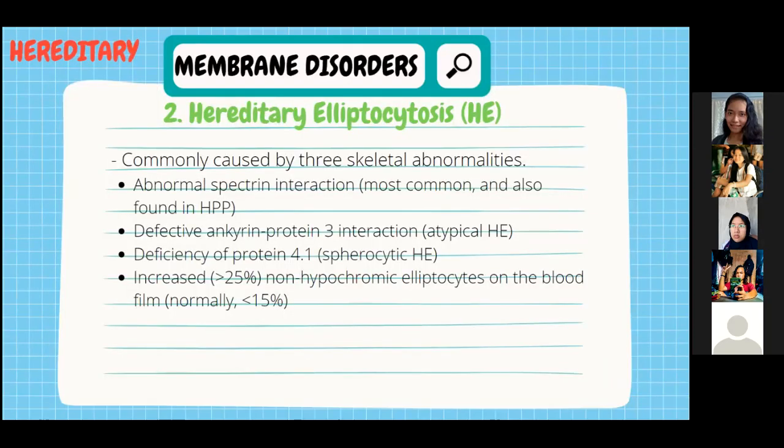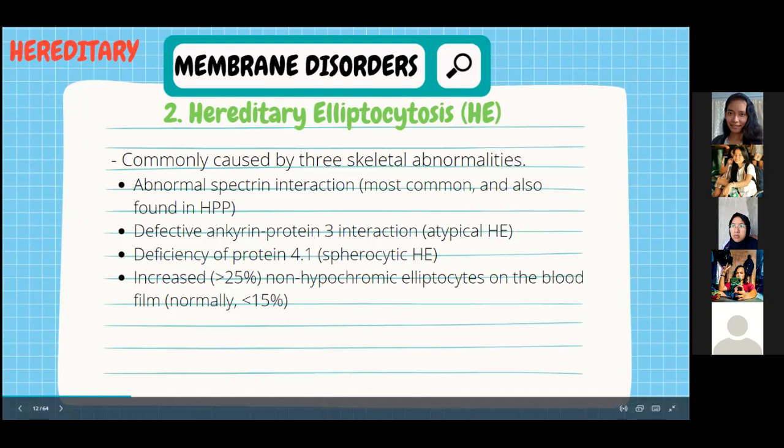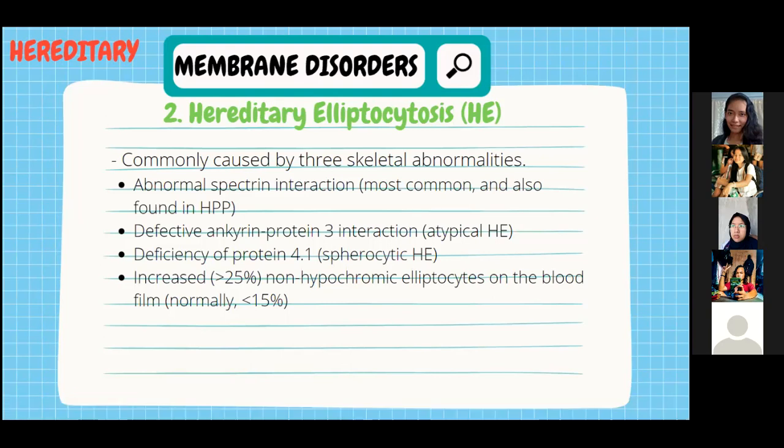Okay, we have the hereditary elliptocytosis. When we say elliptocytes, these are elongated, oval-shaped RBCs, commonly caused by three skeletal abnormalities. For this one, we have the abnormal spectrin interaction. Spectrin, just like what I've said, is a cytoskeletal protein that lines the intracellular side of the plasma membrane of the cell.